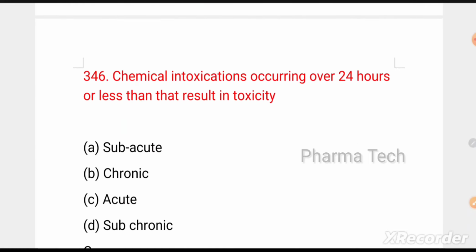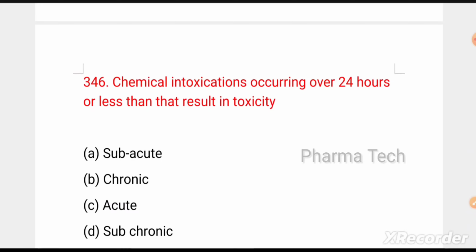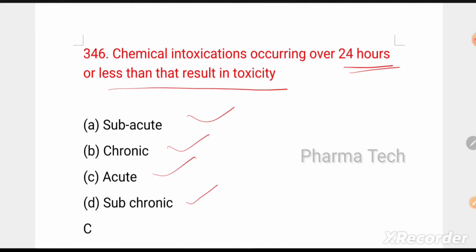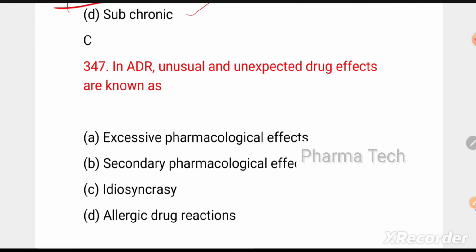Next question: chemical intoxication occurring over 24 hours or less results in what toxicity? Options are subacute, chronic, acute, subchronic. Answer is C, acute.